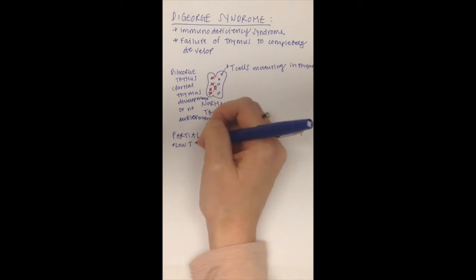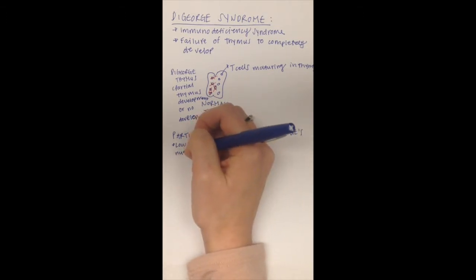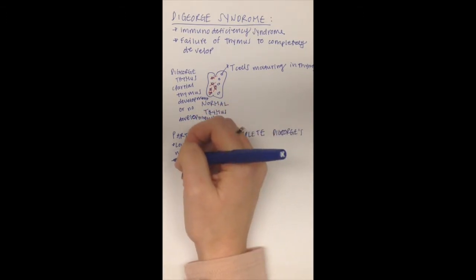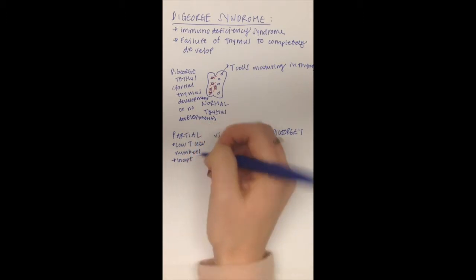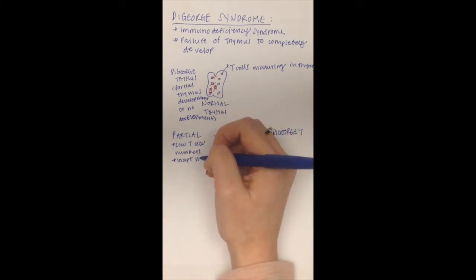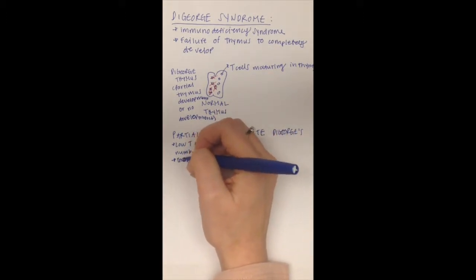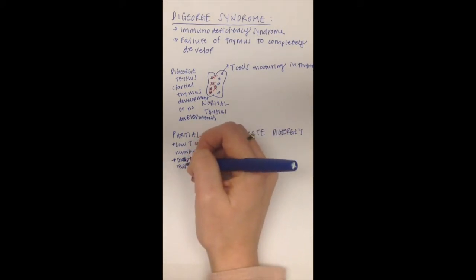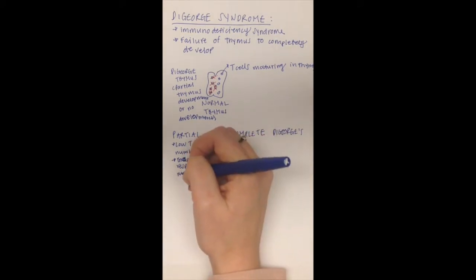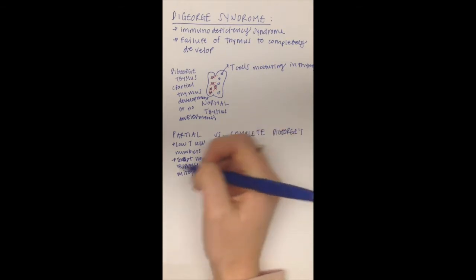In the case of partial DGS, low T cell numbers will be present, but they can still enact a normal response to mitogen. They have activated lymphocytes. These patients possess an incomplete thymus and promote full lymphocyte development.